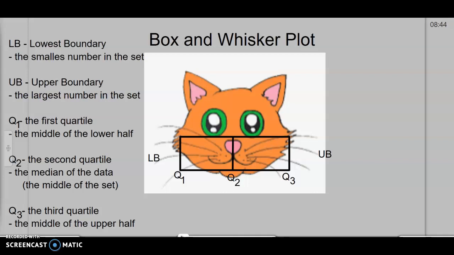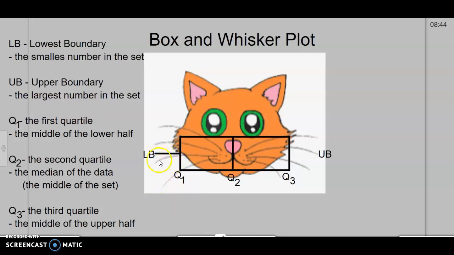So we're talking box and whisker plots, and we got this pretty little kitty up there, and we got a couple of things that we really want to make sure we discuss. And the easiest one, probably to get started with, is the lower boundary, the lowest boundary, the LB. So this is the smallest number in the set, and we put this all the way over here on the left. Now, typically with a box and whisker plot, there's a line that comes off of this, okay?